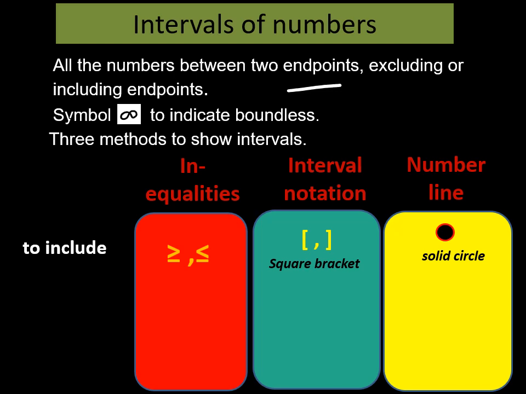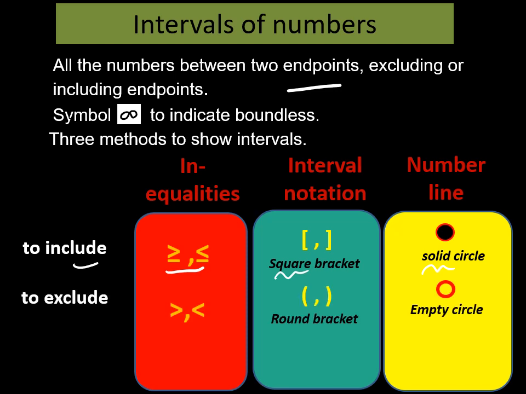We have this notation in inequality, but don't forget to put the equal sign. The equal sign will indicate inclusion. For interval notation, we use the square bracket. And for the number line, we use a solid circle or dense dot to represent inclusion. The next one is to exclude. To exclude means that we don't want that value, we just want the values before or after. So we use the inequality sign without the equal sign, and for interval notation, we use the round bracket. The circle here will be an empty dot.